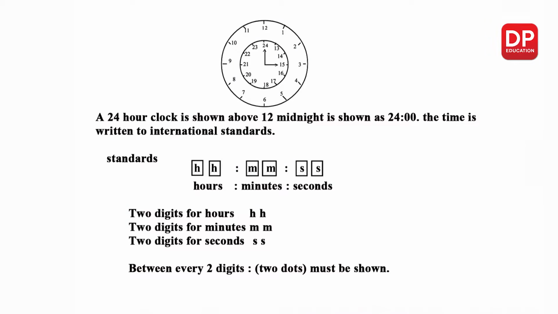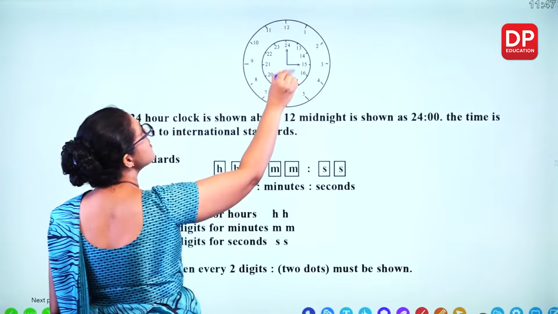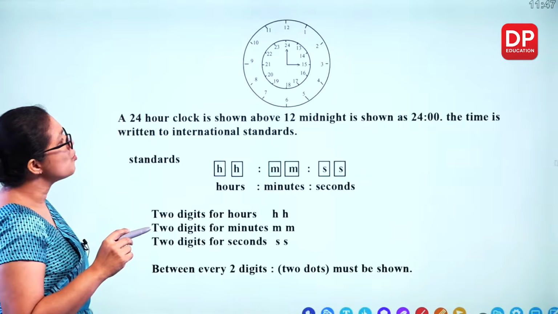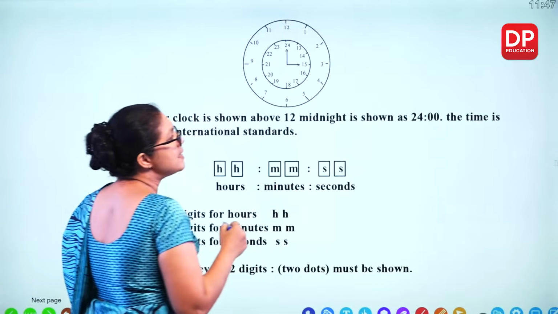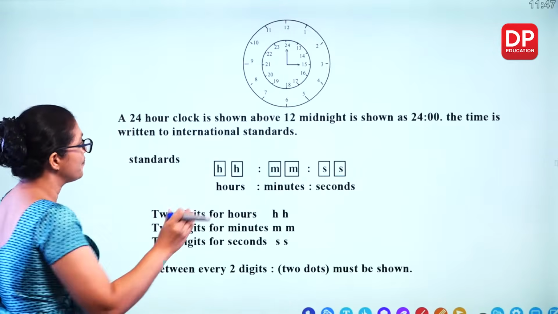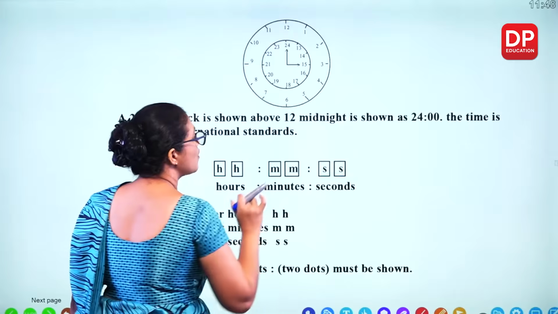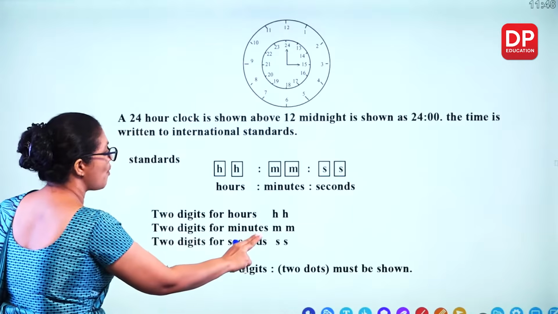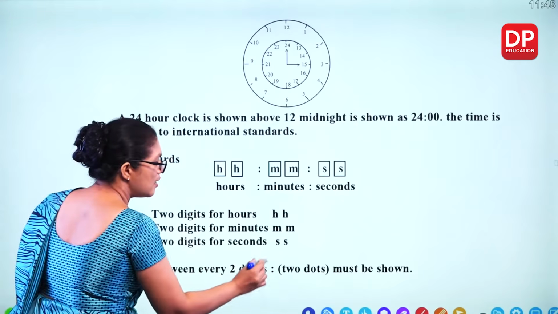Now look at this clock. You get the 24-hour clock. This is the 12-hour clock there. Inside, that's the 24-hour clock. A 24-hour clock is shown above. 12 midnight is shown as 24. So 24 is midnight. The time is written to international standards. So how do we write it down? Hours with a 2-digit number, then colon, minutes, and then colon with seconds. So 2 digits for hours, 2 digits for minutes, and 2 digits for seconds. Between every 2 digits, you put the colon sign.